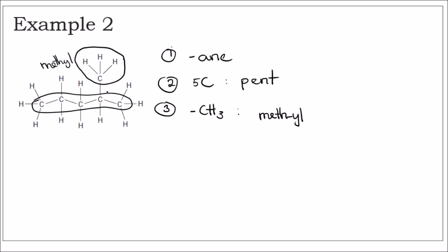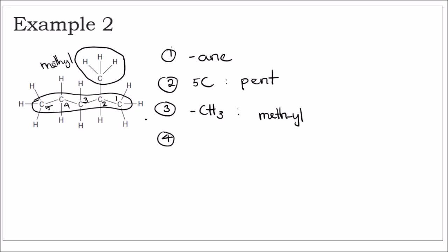Because there is a branch, I also need to indicate the location of this branch. So from what carbon in the longest carbon chain does this branch out? Because there's 2 possible locations that it can be. So I'm going to have to do step 4, which is to number my longest carbon chain. You want to start from the end that is closest to the branch. So we'll go 1, 2, 3, 4, 5, and my branch comes out of carbon 2.